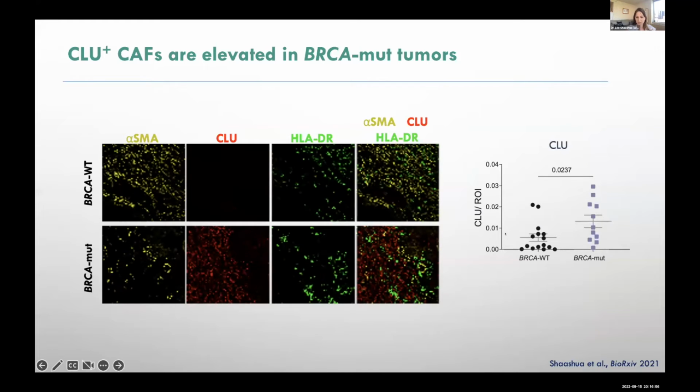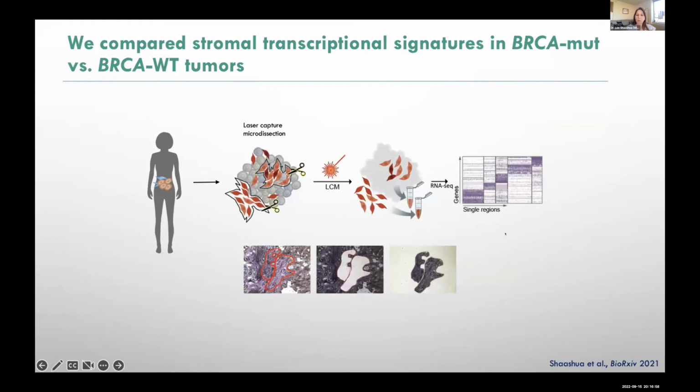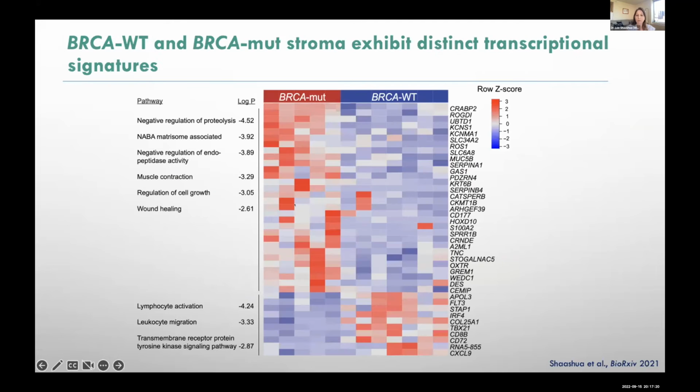is quantified here. We then wanted to know whether there's a difference in the transcriptional signature of these different stromas. And for that, we used fresh frozen samples from patients, BRCA mutant and wild type. And by laser capture microdissection, we dissected stromal-rich regions followed by RNA sequencing. We found that there are indeed different transcriptional signatures in these patients.